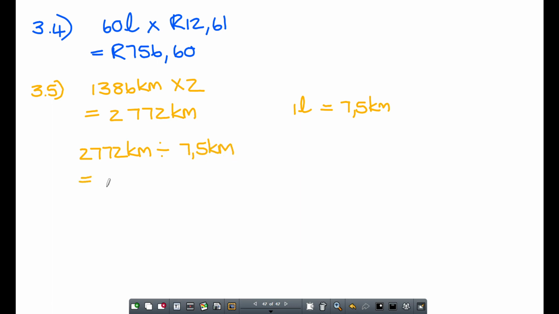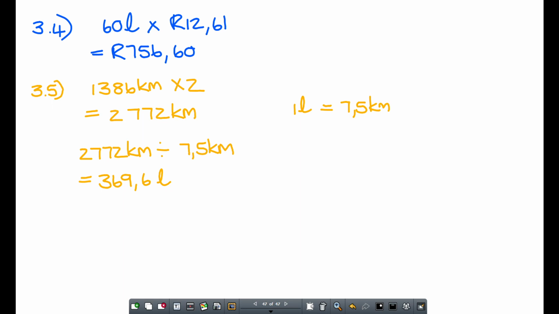Wat beteken sy gaan nodig hê 369,6 liter. Nou sê hulle vir my, bereken haar petrol kostes. So now I know how many liters she's going to need to go there and back. Maar die kostes beteken ek gaan nou daai hoeveelheid liters moet gaan maal with the price of a liter petrol or diesel, whatever it is that a car takes.